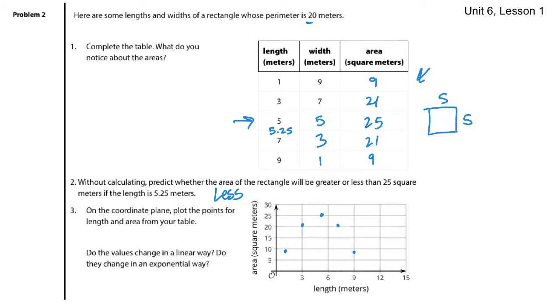And number three, you can see my points I plotted there. Do they change in a linear way? Nope, definitely not. Not a straight line. Do they change in an exponential way? Nope. We've just been working with exponential. Remember, those will look like this with exponential growth, or like this with exponential decay. And we're not seeing that. We're seeing that it goes up and then down.